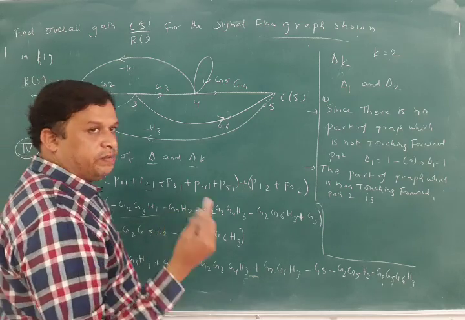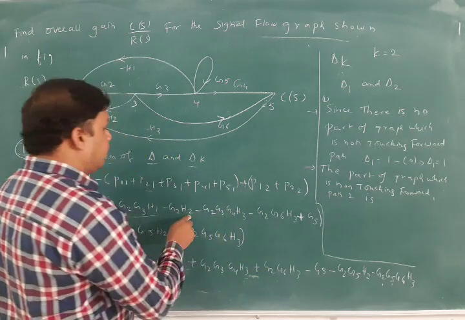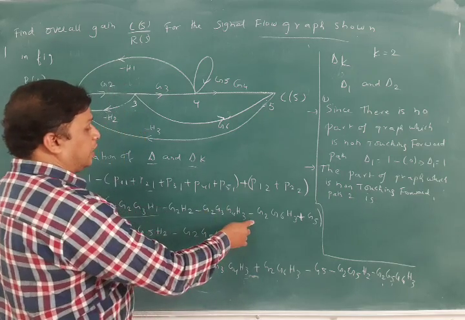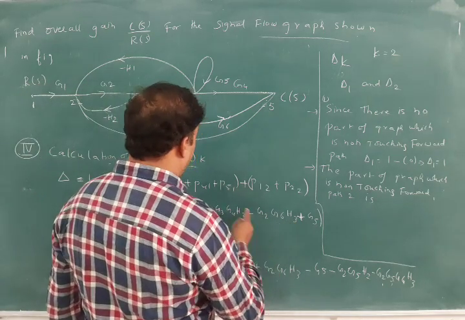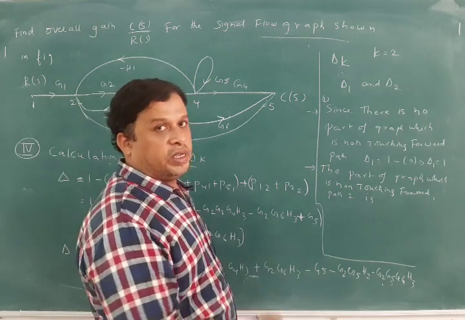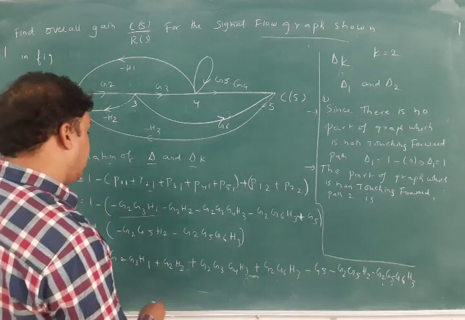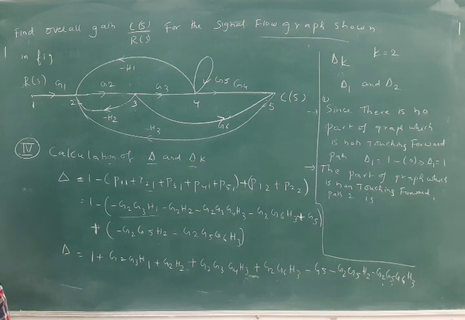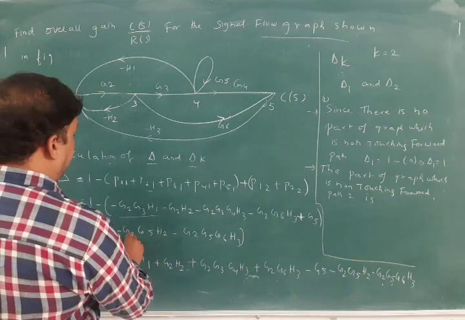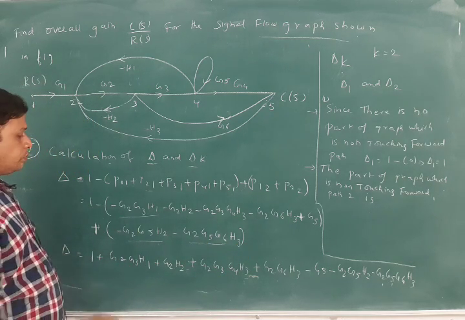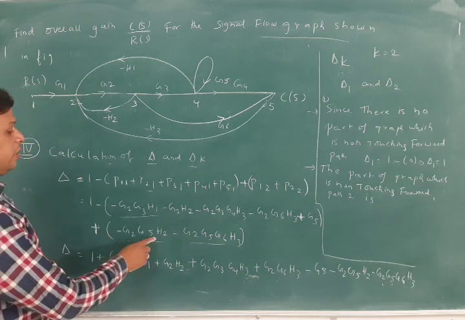Whatever we wrote previously is written again here. So P31 is minus G2 G3 G4 H3, P41 is minus G2 G6 H3, and P51 is G5, the last loop we have already seen. After that, you keep a plus symbol and do the same thing again for the non-touching loops: G2, G5 and H2.